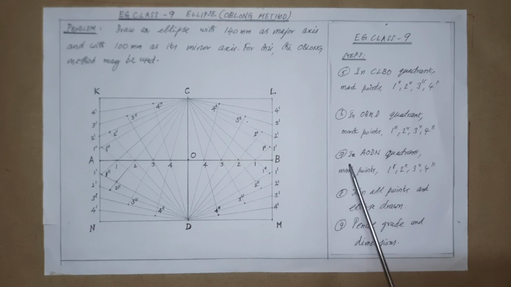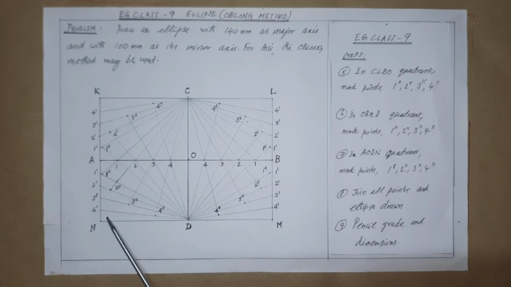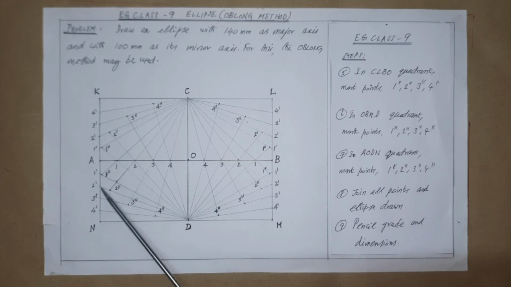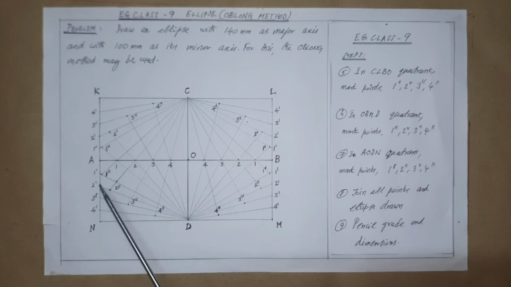Next, as per step 7, we see for the AODN quadrant for marking. Here, like that of similar steps. First, mark this and join with D. 1 dash, 2 dash, 3 dash, 4 dash must be given numbering like this, similar to this. So, away from A, you have to give the numbering 1 dash, 2 dash, 3 dash, 4 dash.